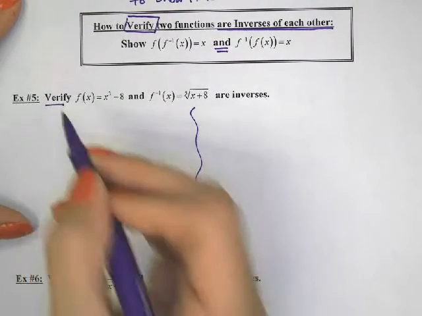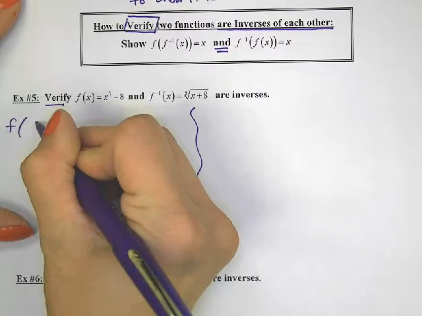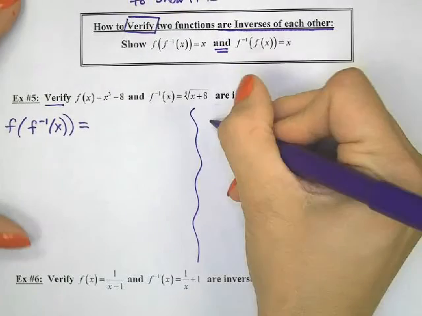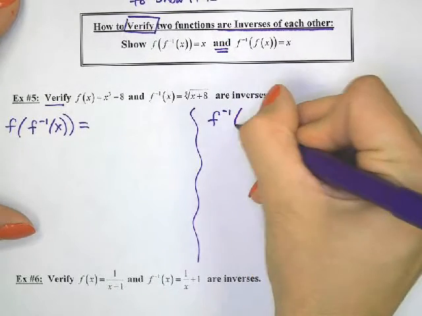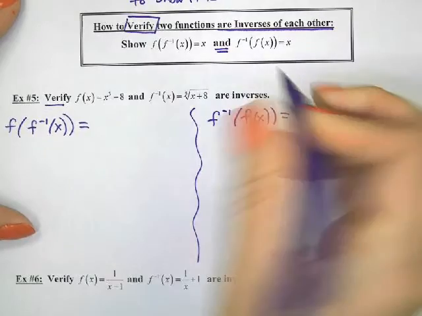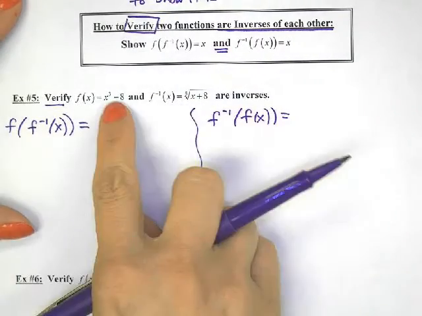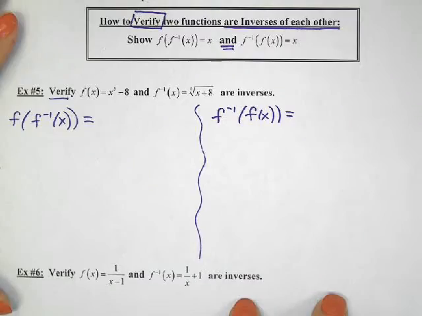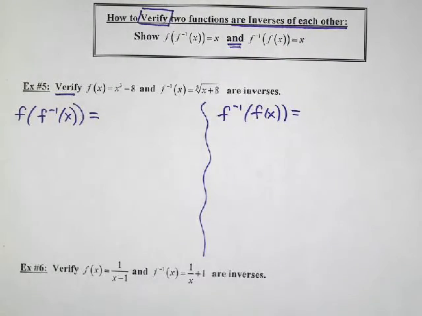In order to verify, we need to do f of f inverse on this side. And over here, we have to do f inverse of f of x. And that's how you show they are inverses. This doesn't say find the inverse. It says show that they are. And this is the work that you need to see. Make sure you show all of the work.